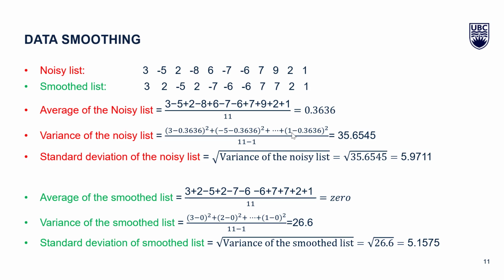by using the smoothed list. And as you see here, using the smoothed list produces a smaller standard deviation compared to what is achieved in the noisy list. So standard deviation is how far each individual element is from the average. So here the value of standard deviation is smaller than what is achieved in the noisy list. So making data smoothing can improve the performance of our system.